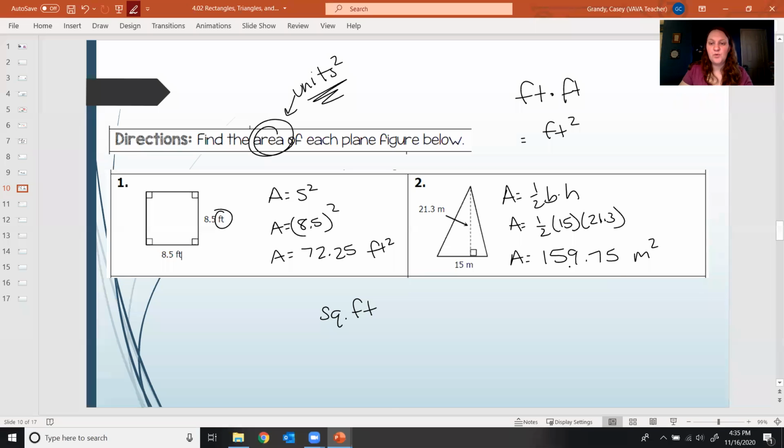Okay, so you should have gotten 159.75 meters squared. The base was 15 and the height is 21.3. In any shape, your base will always be perpendicular to the height, always. So because I see a right angle here, I know that this will be the base and this will be my height. Don't forget your units. Your units are meters squared.